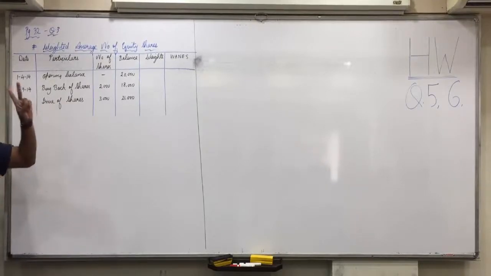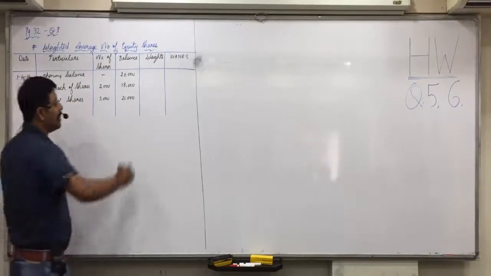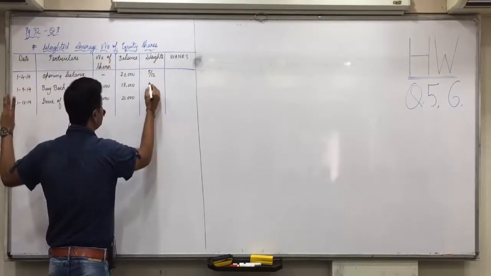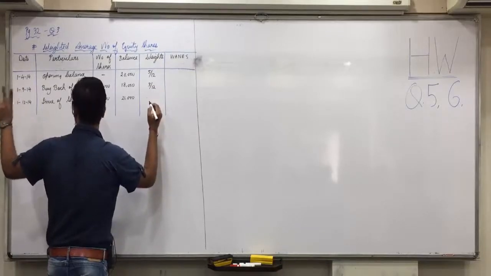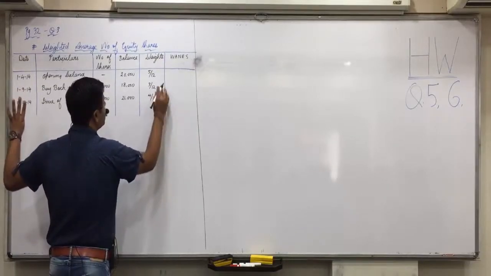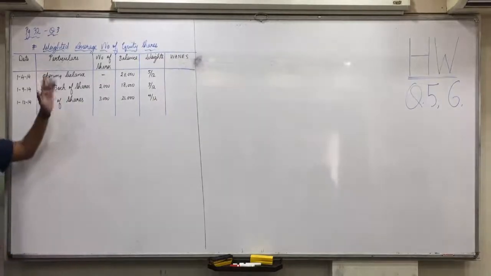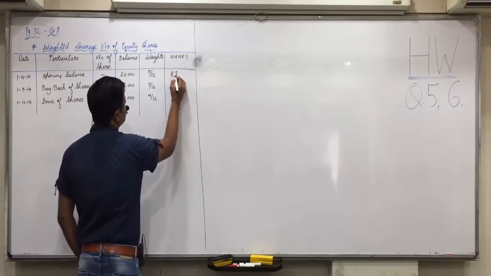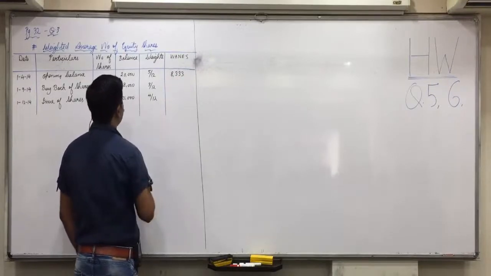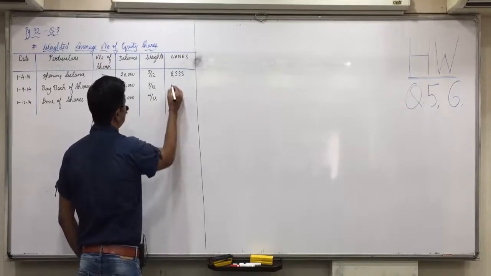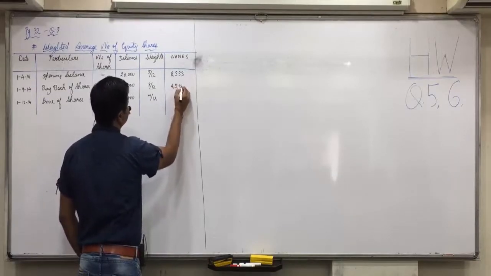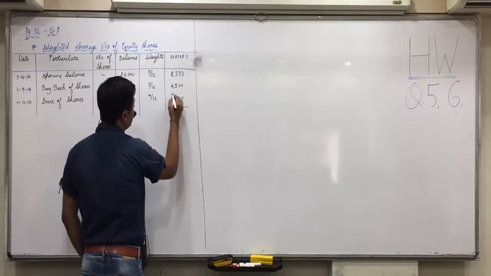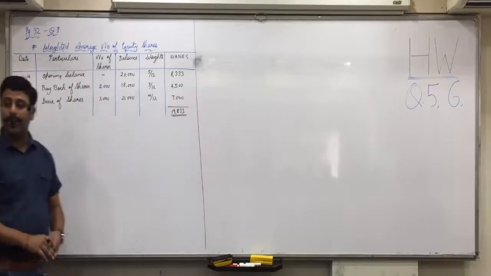Now April, May, June, July, August, 5 months, 5/12. September, October, November, 3 months, 3/12. December, January, February, March, 4 months, 4/12. Any confusions? 20,000 into 5, 1 lakh divided by 12, 8,333. 18,000 into 3, 54,000 divided by 12, 4,500. 21,000 into 4, 84,000 divided by 12, 7,000. So the total is 19,833. Is everyone able to get this?